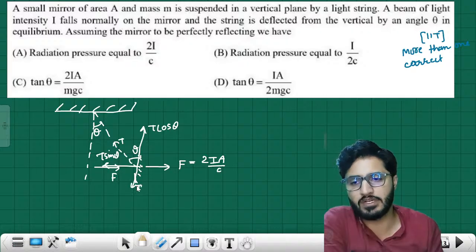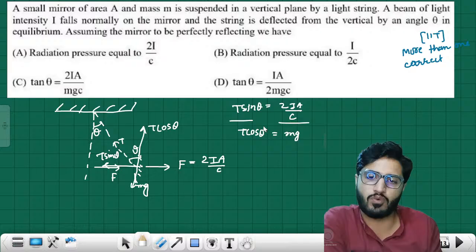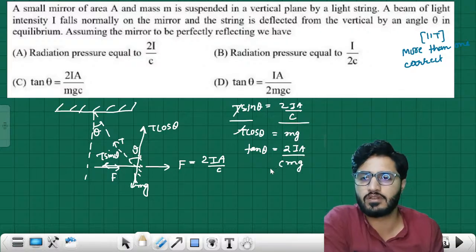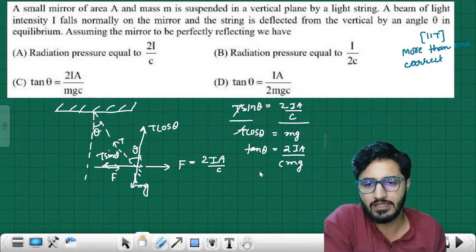Mass mg would be downward, so you will write T sin theta gets balanced by 2IA divided by C, and T cos theta gets balanced by mg. Divide both, T cancels out, so tan theta is equal to 2IA divided by CMG. Done.